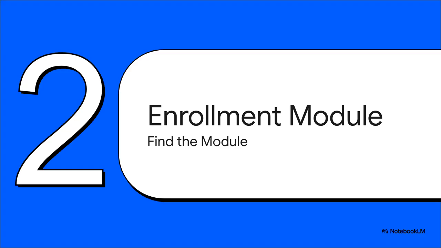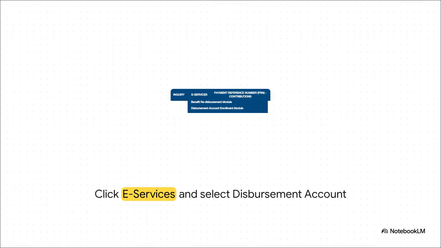Moving right along to part 2, finding the enrollment module. Now that you're logged in, look up at the top navigation bar. You're going to see a tab that says E-Services. Go ahead and click that, and a drop-down menu is going to pop up. Right there, you'll want to click on the option that says Disbursement Account Enrollment Module.